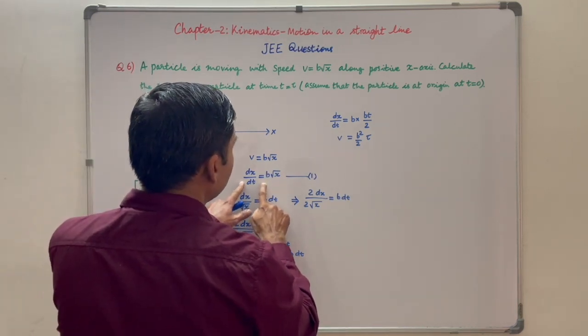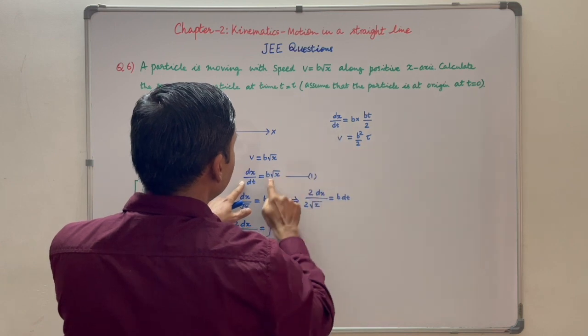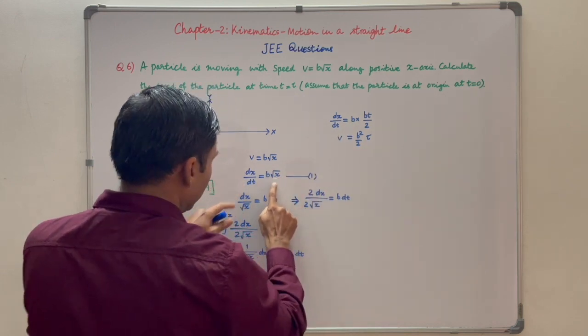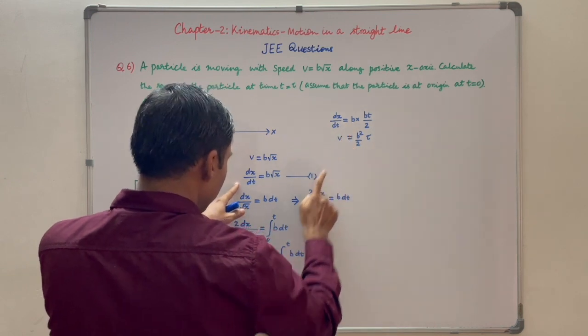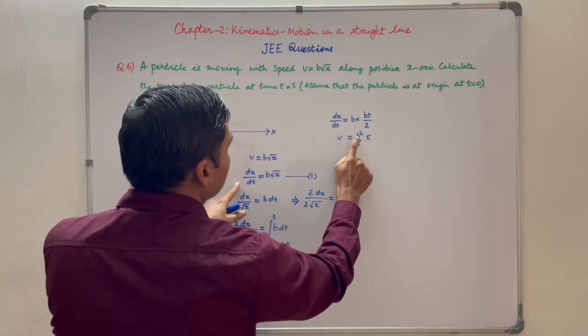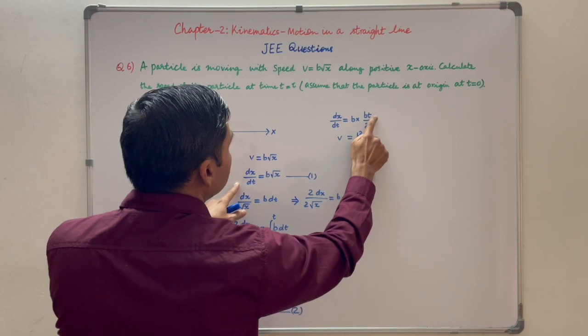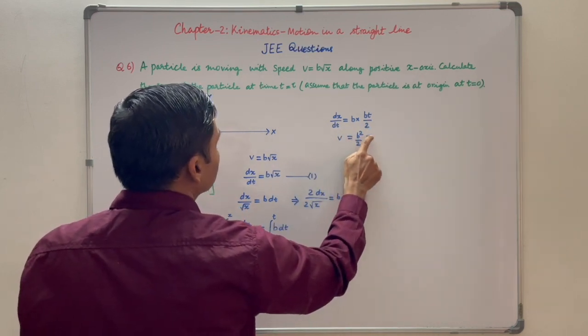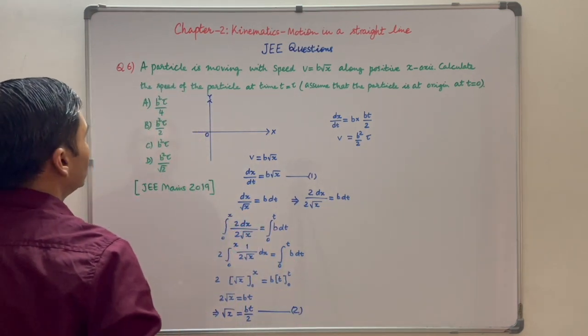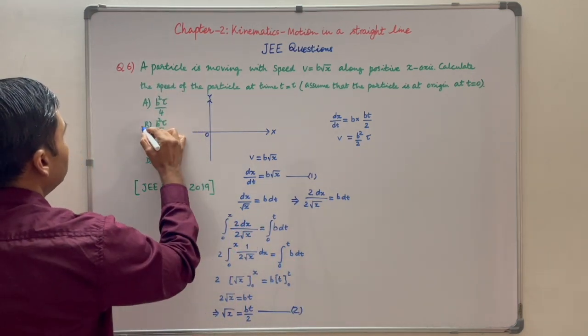Now from equation 1, dx by dt is equal to b under root x. Put the value of under root x from here. So dx by dt will be equal to b into bt by 2. That will be b square by 2, t. At t is equal to tau, v will be equal to b square tau upon 2. So the correct option will be option B.